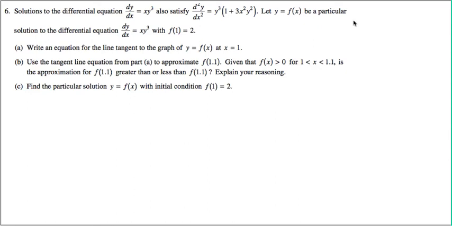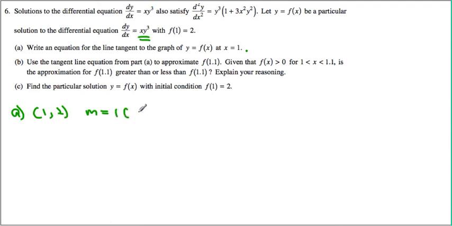Alright, so let us look at number 6 together here. Write an equation of the line tangent. In order for you to write an equation of the tangent line, we need 3 pieces of information. The point, oh, we got that: 1 comma 2. And then the slope. Slope is in fact dy over dx, but that's given here.